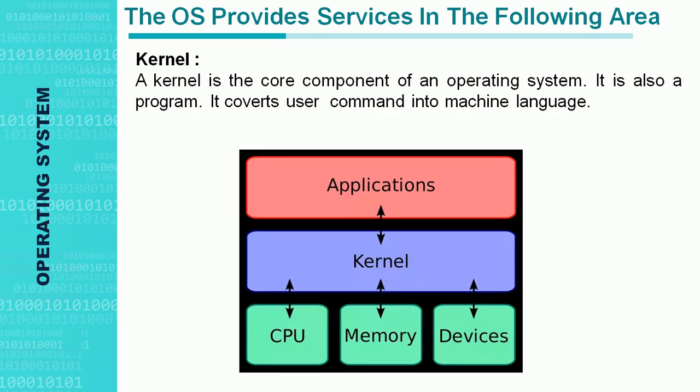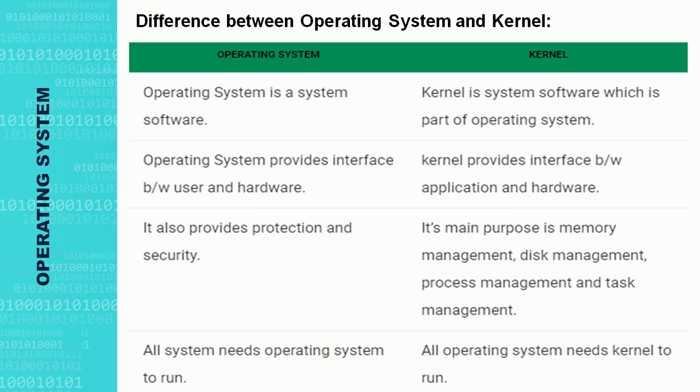Next, kernel. Kernel is a part of an operating system and it is the core component of an operating system. It is also called a program and it is a part of the operating system. It converts the user command from high level language into machine language. So the kernel plays an interface between the applications and the CPU, memory and devices.